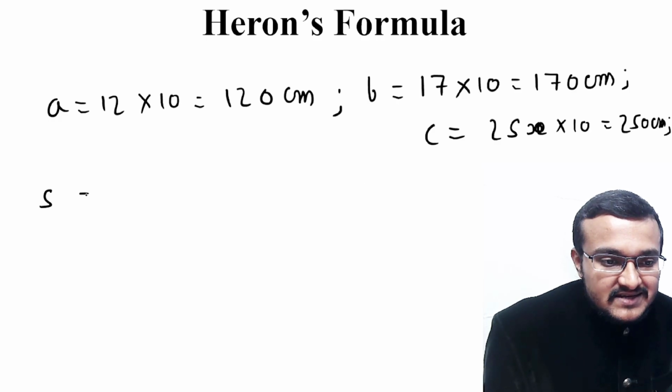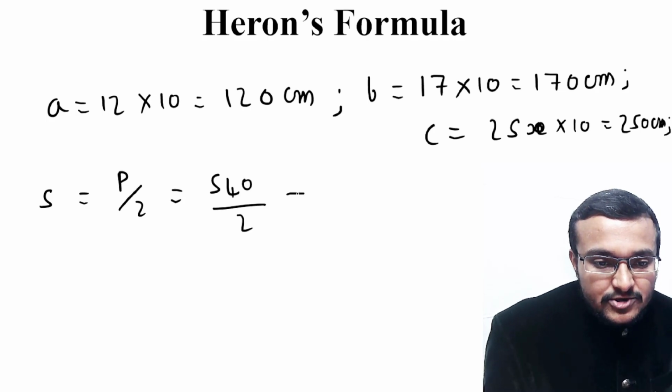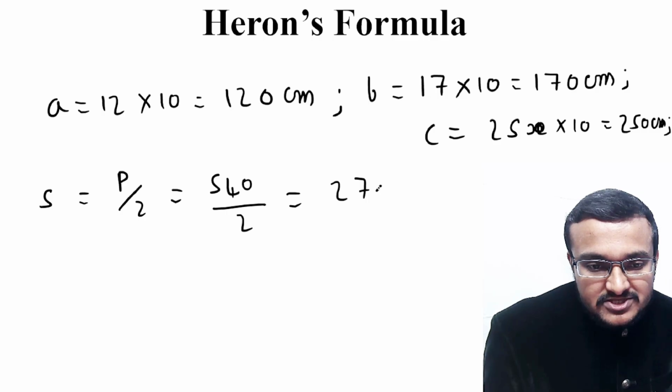So what is S? S will be P by 2. So P is 540 divided by 2. So 540 divided by 2 is 270 centimeter.